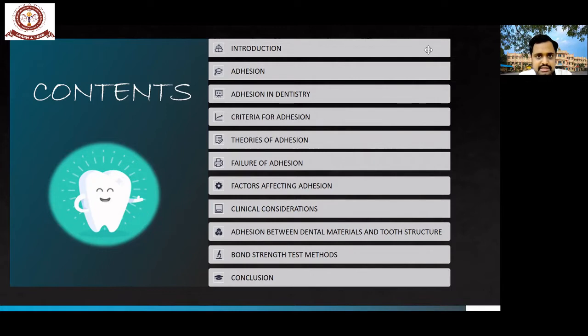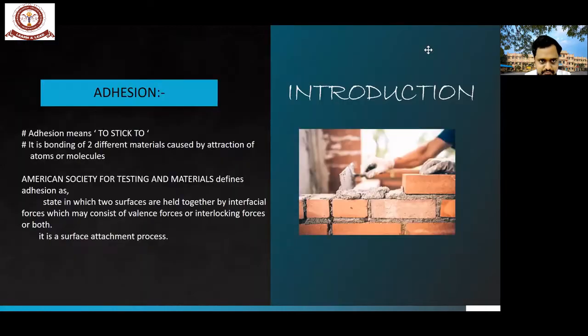So coming to this class, the basic part includes the introduction, what is adhesion, what is coercion, what are the criteria for adhesion, what are the various theories of adhesion, what causes the failure of adhesion, what are the various factors which affect adhesion, and its clinical considerations. We will also discuss the various dental materials and their type of adhesion with the tooth structure, and others like indirect materials.